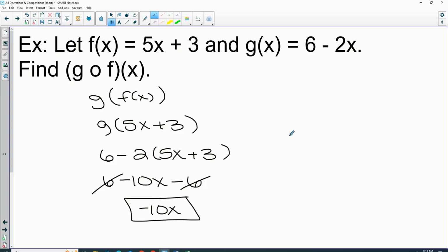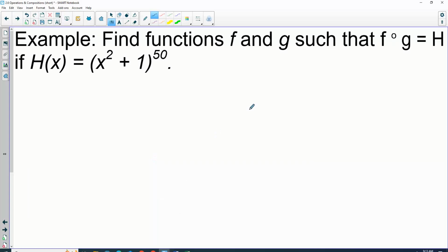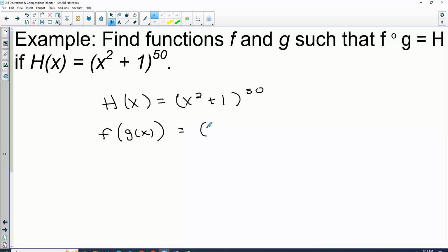Okay. I want to see if I give you a function. So h of x is x squared plus 1 to the 50th. And I'm telling you, I got h by doing f composed with g. So when I did the composition, this was my answer. I want you to work backwards and tell me what the original f and g functions were.